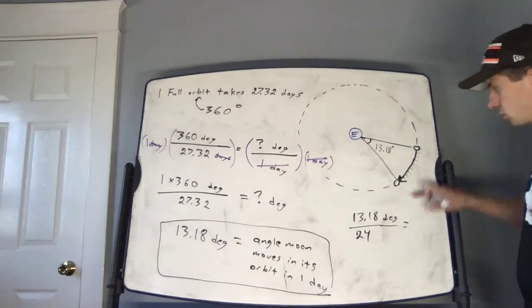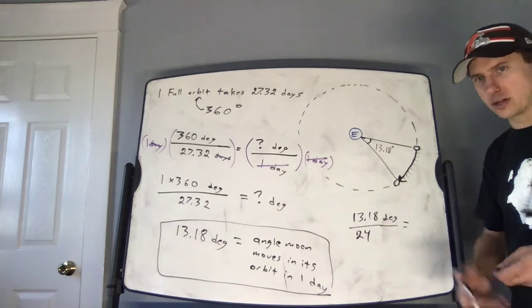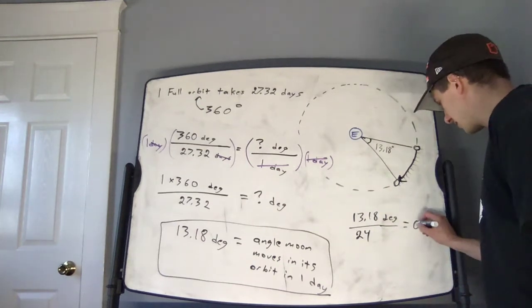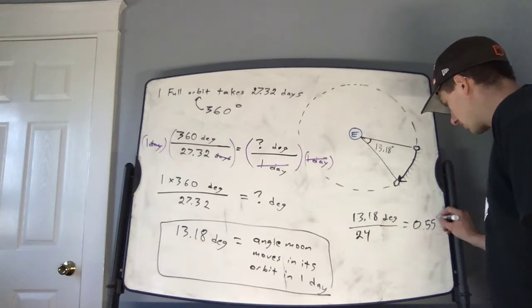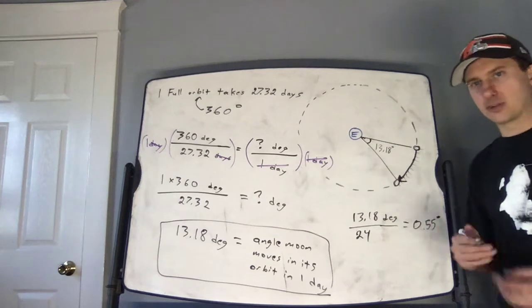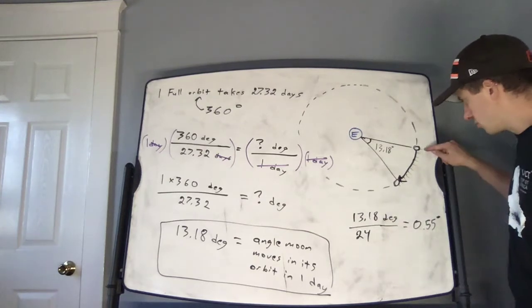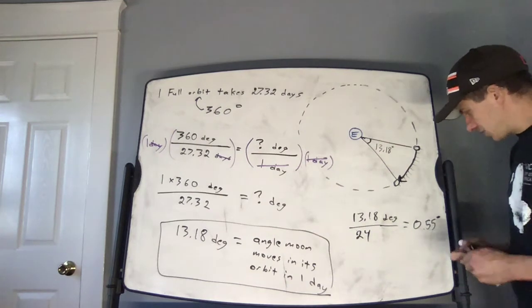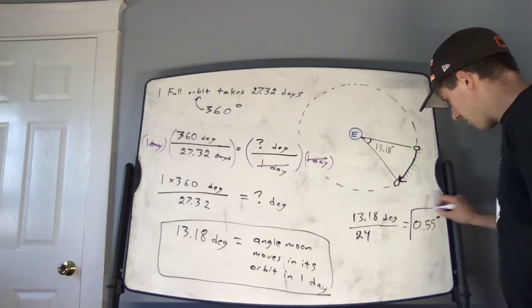I'm just taking this total angle and dividing it into 24 equal segments. So I put that in a calculator and I get 0.55 degrees. So every hour, the moon moves about half a degree on the sky because the moon moves about half a degree through its orbit. So this is the answer we are going with for this problem.